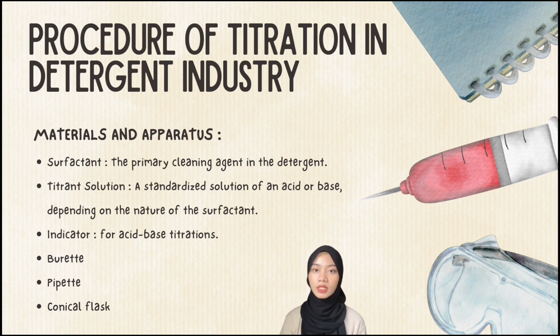Material and apparatus. First, surfactant. Surfactant is a primary cleaning agent in a detergent, for example, sodium lauryl sulfate. Second is a titrant solution. Titrant solution is a standardized solution of an acid or a base, depending on the nature of the surfactant. Third is indicator. Indicator is an appropriate indicator for the titration. And lastly is burette, pipette, and conical flask.